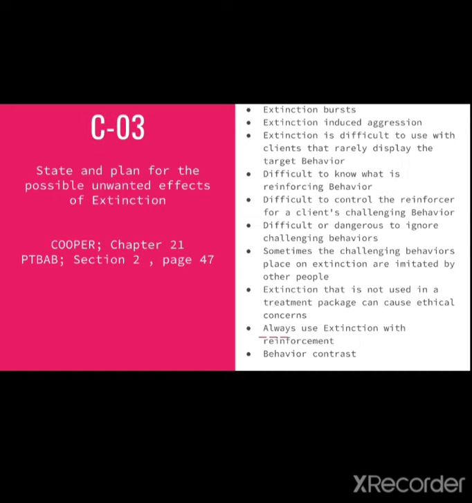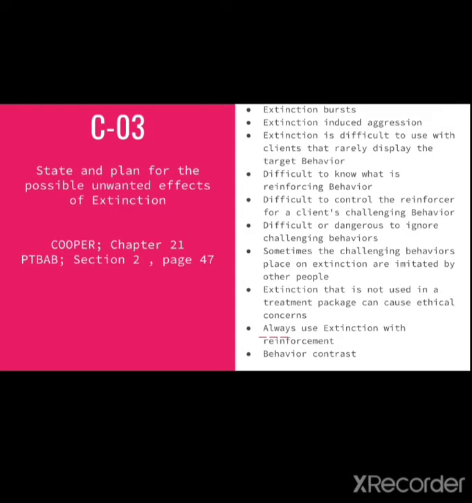C-03, state and plan for the possible unwanted effects of extinction. Extinction burst. This is when you put in a behavior on extinction, and then all of a sudden their behavior increases significantly within the first few days, and then it decreases because they're not obtaining any reinforcement from their behavior. Extinction-induced aggression. Yeah, individuals are going to get mad. They're going to be mad that you put their behavior on extinction. They're not getting reinforcement anymore for something they were doing that they shouldn't have been doing.